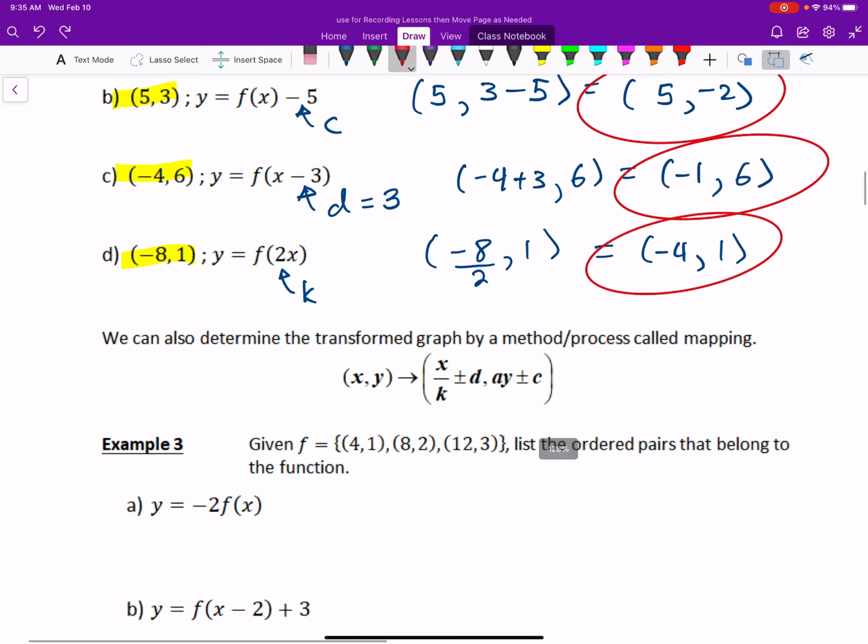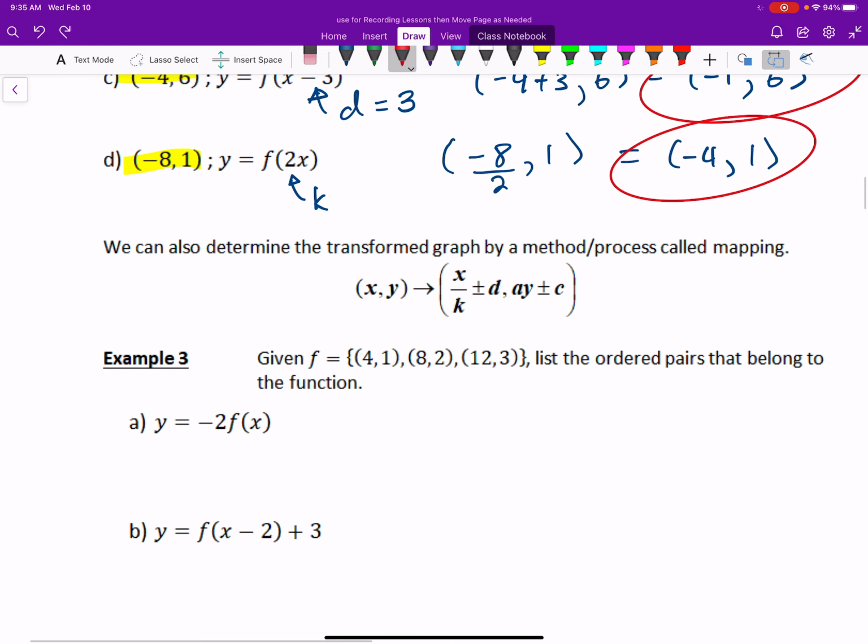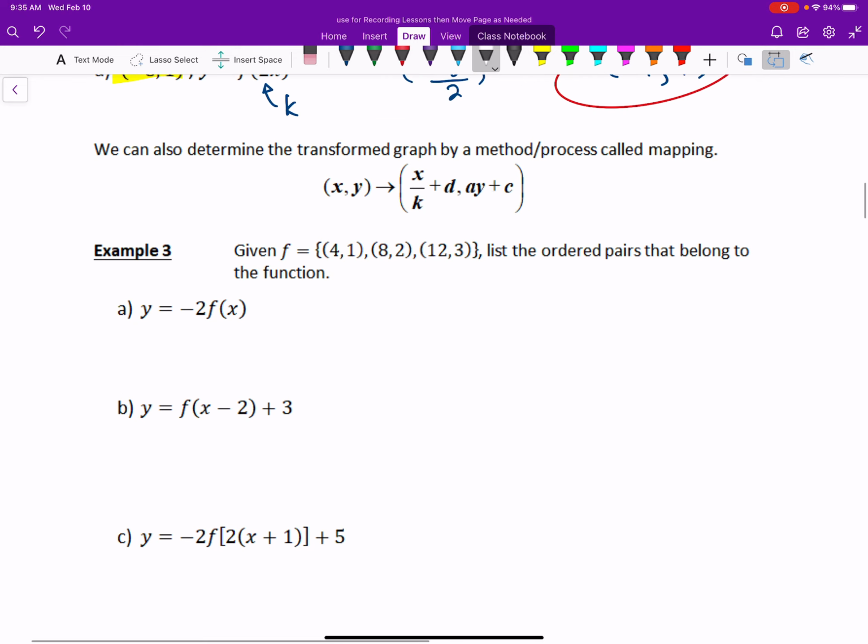If we put all this together, you may remember from yesterday's lesson, I just did x over k and then y. Well, if we add all these transformations, (x, y) becomes (x over k plus d, ay plus c). I'm going to get rid of these minus signs. It's just going to be x over k plus d and ay plus c. And let's see how we can put all this together.